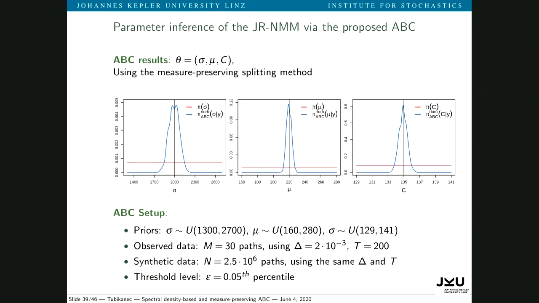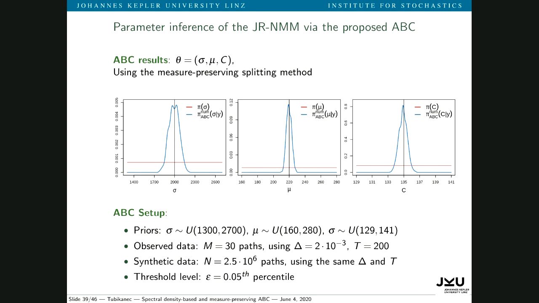Remember, there were three parameters that we wished to infer, sigma, mu, and c. Again, we start with uniform prior distributions. We use simulated data as observed reference data, such that we know the values, which are again marked as black vertical lines. And the blue curves are the marginal posterior densities. And again, we get the nice unimodal shape.